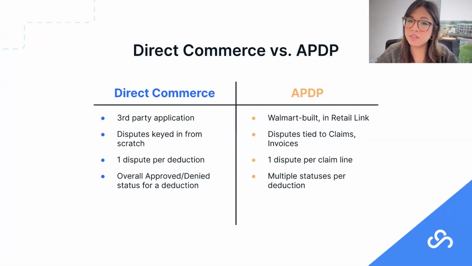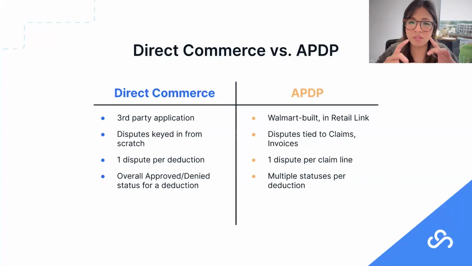For APDP, as I mentioned, it is Walmart built. It is located in Retail Link. Disputes are tied to claims and invoices, so there's a little bit more automation for you. There's one dispute per claim line, which means you can also have multiple statuses per deduction. So if, for example, you get two different codes on a specific claim, like a code 22 and a code 24, you can dispute those separately and get judgments back for those separately.